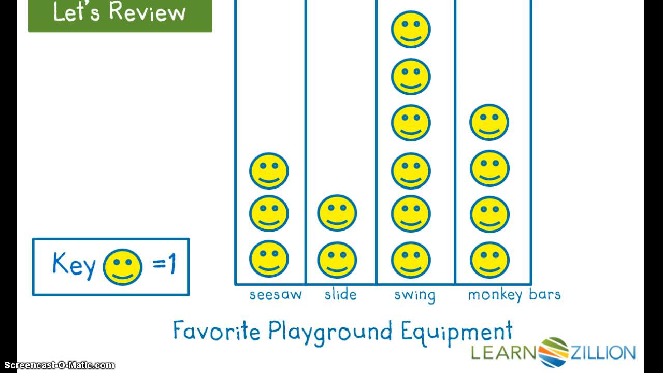So it looks like students voted on their favorite playground equipment, and each smiley face represents one student's vote. So let's start by looking at the seesaw category. How many students voted for seesaw? If you said 3, you're correct.